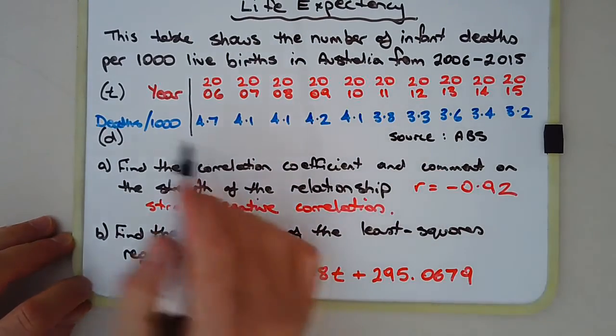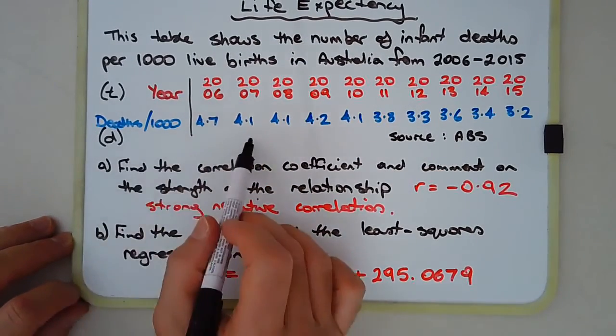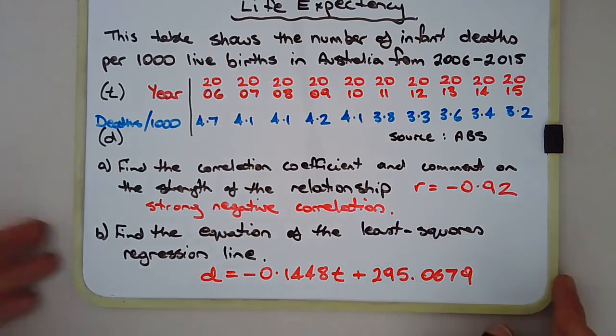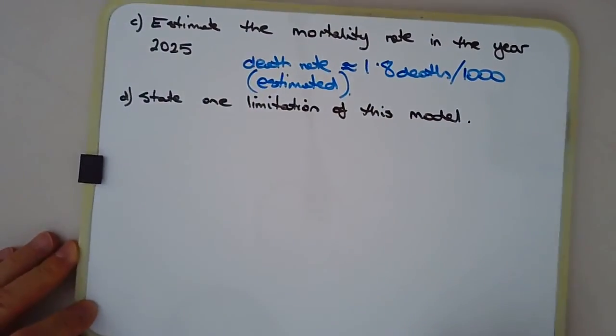We can't have a death rate that's negative. We can have one that's 0. That's in a perfect world. We're going to have a 0 death rate, which is really nice if we can achieve that. But a negative death rate doesn't make any sense. Let's have a think about that for a moment. Okay.